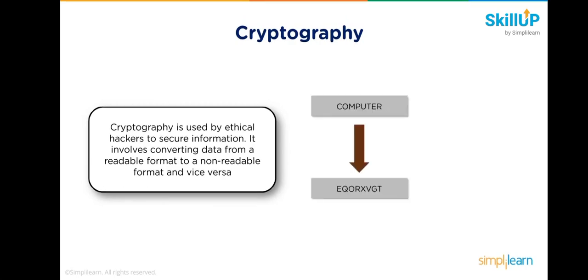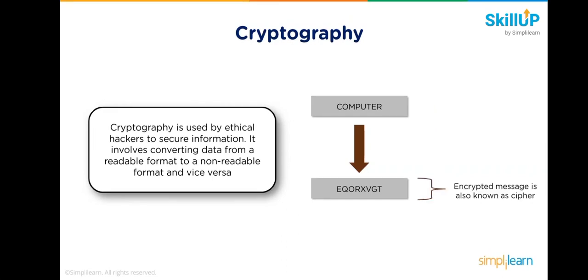So the encryption algorithm would be something like this. Now if you see, the word computer once made into unreadable format would look like EQORXVGT. For an end user it wouldn't make any sense, but the person who has a key to unscramble that would be able to convert it back to computer and then understand the meaning of that word. So this is just a substitution cipher that is being shown on the screen. The key is alphabet plus 3. So C plus 3 alphabets, that becomes E. O becomes Q. M becomes O.